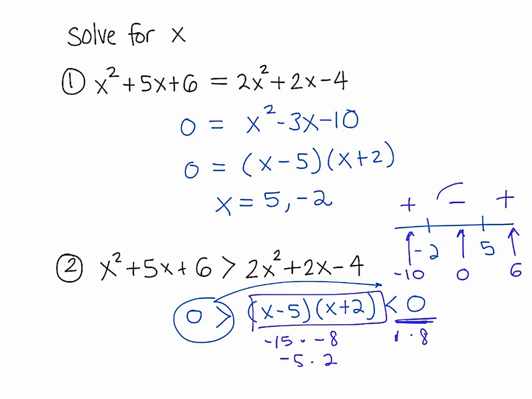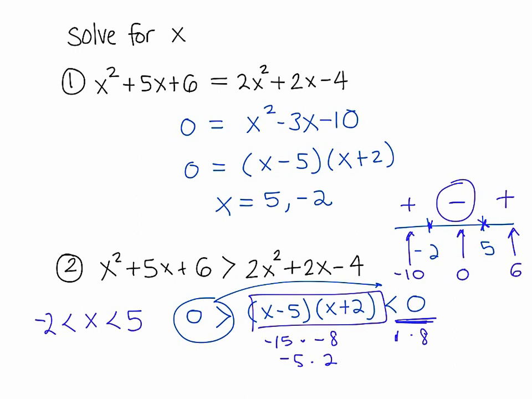So that must be in between negative 2 and 5. Remember, when it's negative 2 and 5, those are when it's going to be a 0, so we don't want to include that answer. So the final answer to question number 2 will be x is greater than negative 2, but less than 5.